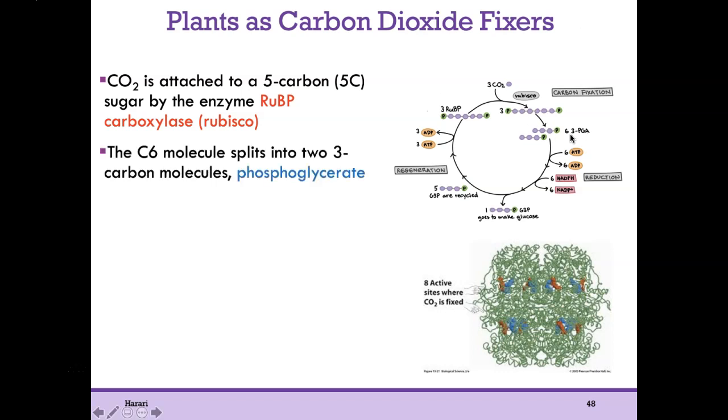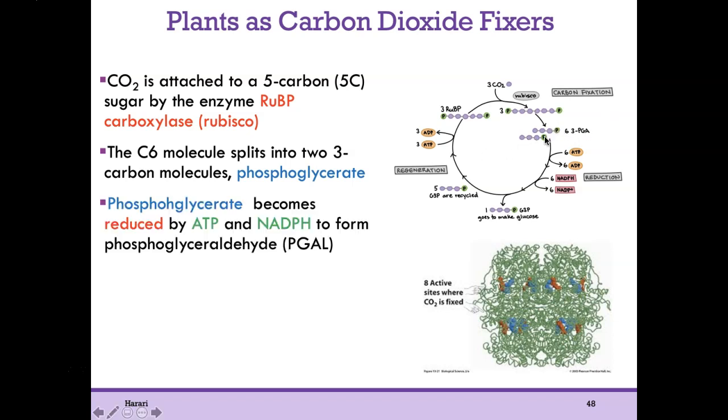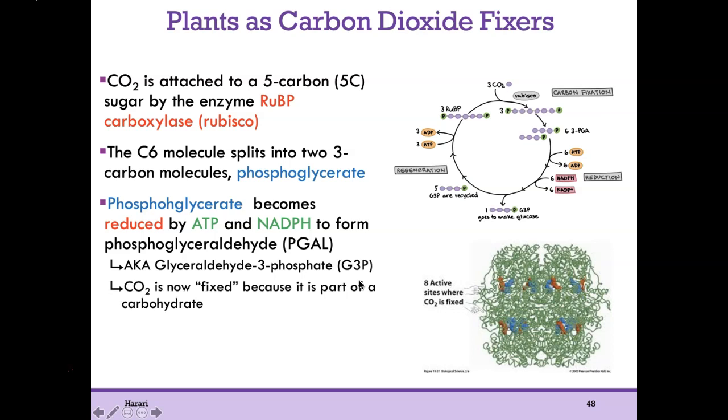So now what we have first was a 6-carbon molecule. The 6-carbon molecule, right, was 5 carbons plus 1 from CO2. So the 6-carbon molecule splits into 2 3-carbon molecules called phosphoglycerate. Those phosphoglycerate molecules then become reduced by ATP and NADPH to form phosphoglyceraldehyde. And phosphoglyceraldehyde, also known as PGAL or glyceraldehyde 3-phosphate, G3P, that's what can actually form sugars, like glucose.